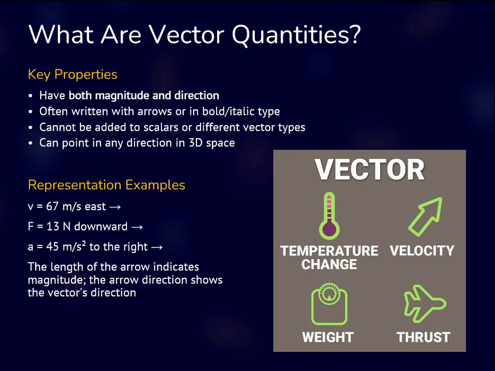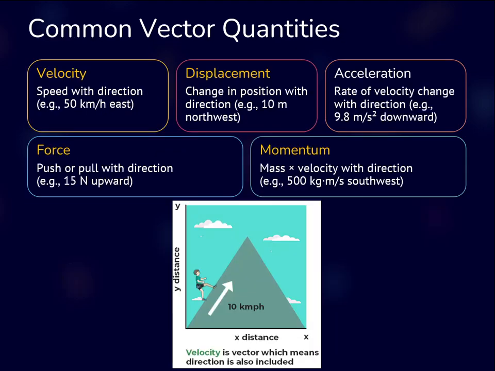Now, let's add that layer of direction. This is where vectors come in. If I tell you that I ran 10 meters north, I've given you both the distance, the 10 meters, and the direction, north. That's a displacement, which is a vector quantity. Some common vectors in physics include velocity, which is speed with direction. For example, 5 meters per second east.